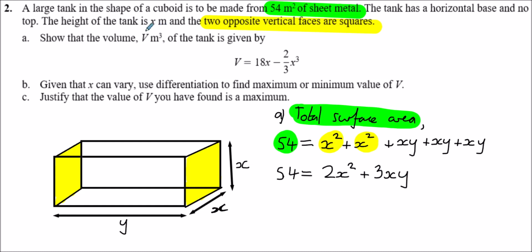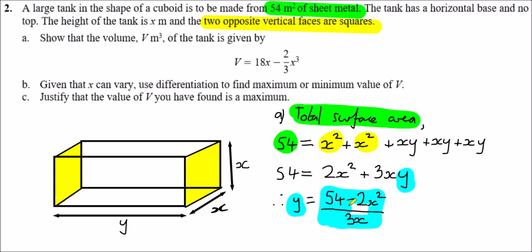And so what we need to do is just think about what y would be in terms of x. And so if we just take this expression here and rearrange it in terms of y, we'd have y as being 54 minus 2x squared, all divided by 3x. And so just by taking this and rearranging it, we get that y is equal to this expression, getting y in terms of x. So now we can just move forward with this.